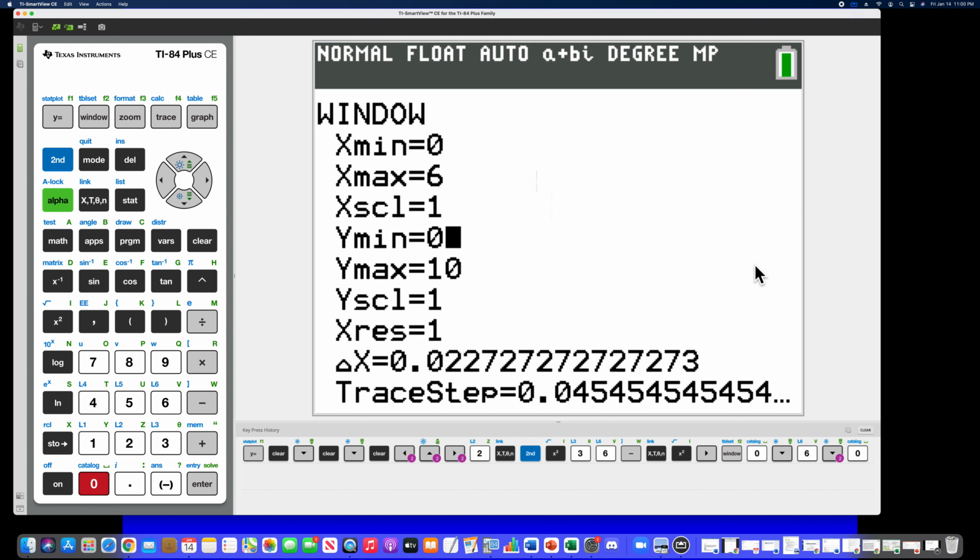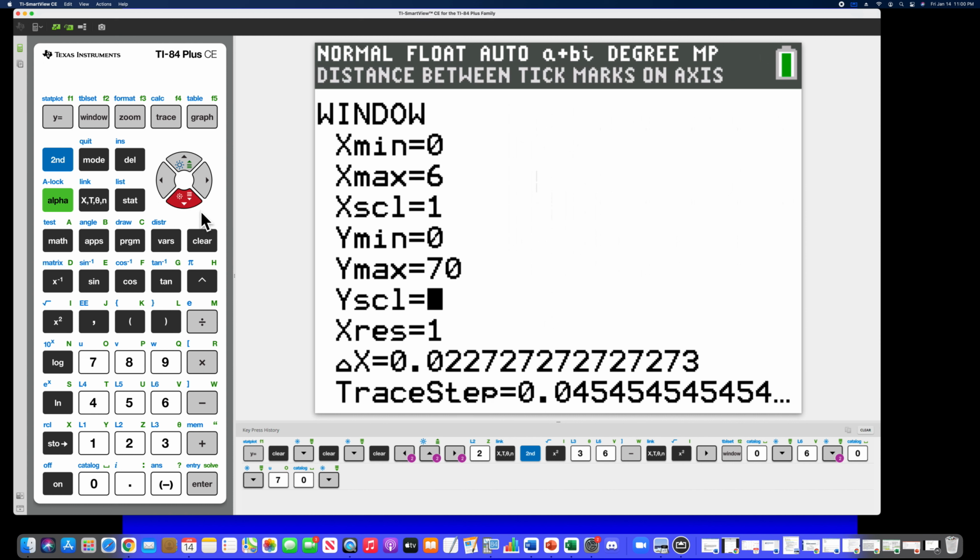-6 to +6 is a base of 12. The height is 6. 6 times 12 is 72. So I'm going to make my y max 70, just to be on the safe side. If you want to change your y scale so you don't have 70 tick marks to look at, you can count by tens. That's optional.